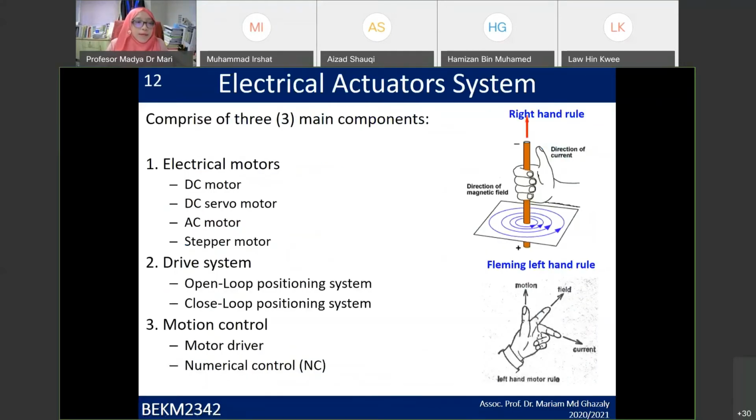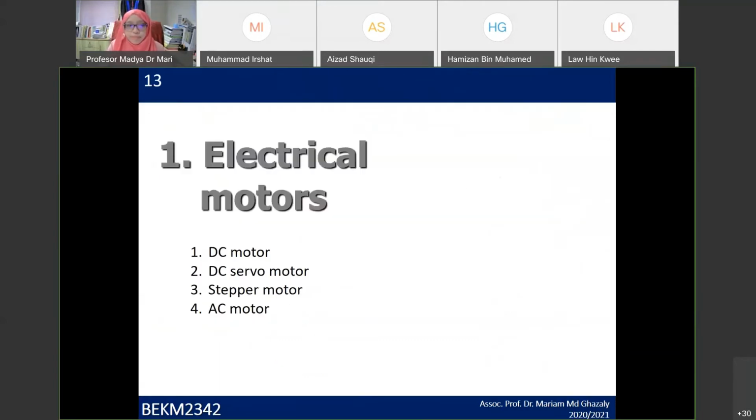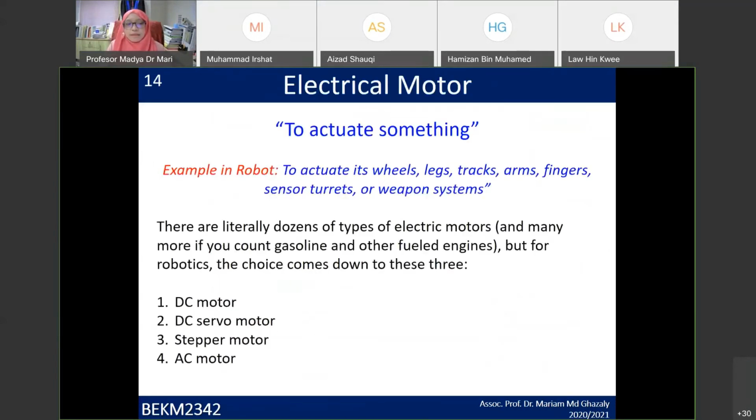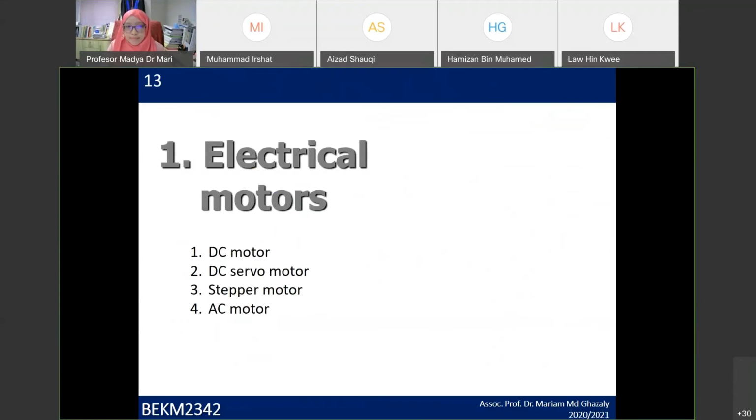Based on that, we will go through each of the main components. We are going to first look at the electrical motor. We have three types: the DC motor, DC servo motor, AC motor, and servo motor. Then we are going to look at the drive system, open loop and closed loop, and then we are going to look at motion control. So let's look at the first one, which is the electrical motors.